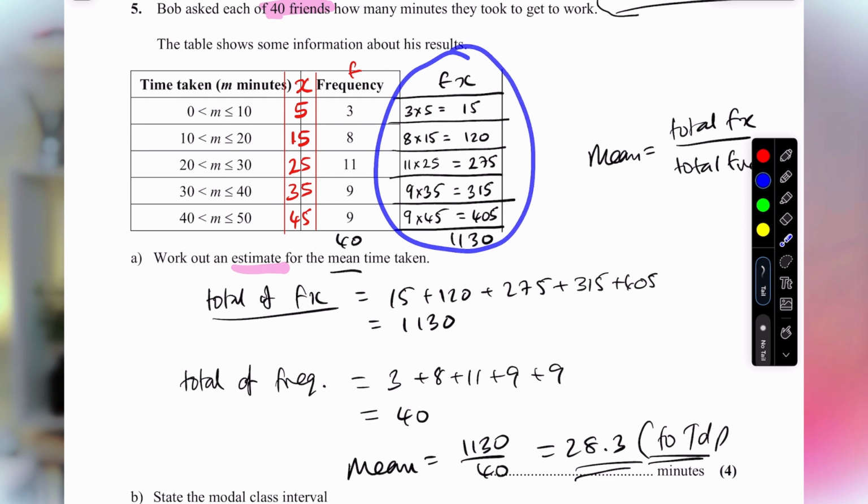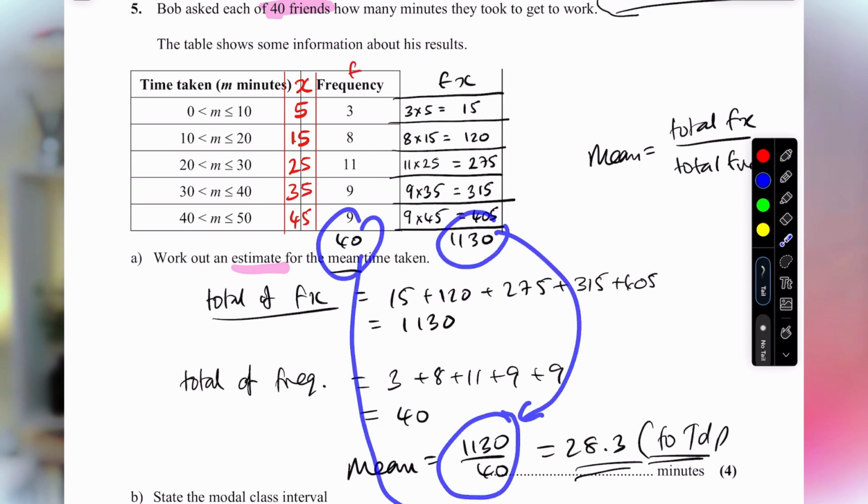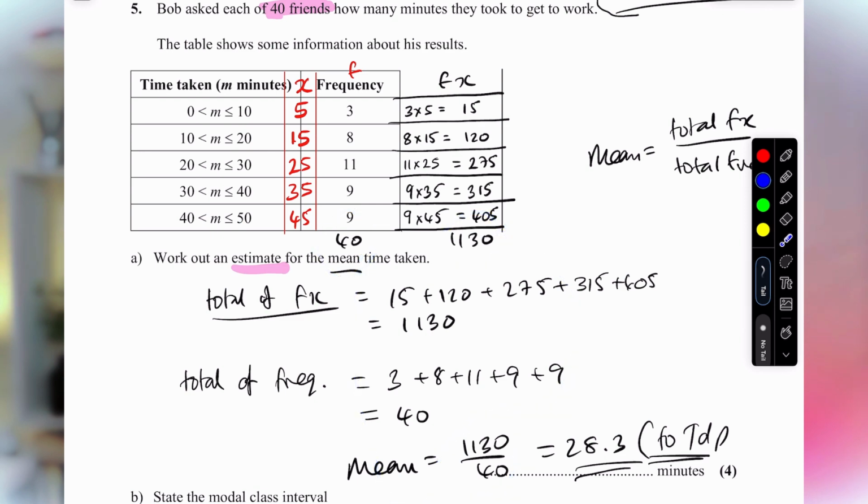And something to really watch out for is some students find the total of the fx column, and then when it comes to dividing by the total of the frequency, what they do is, instead of doing the tally of the frequency, they divide by how many rows there are. So please don't do that, because I've seen this happen over and over again and you lose marks for no reason. You could have done it. It was just one little number that really let you down.